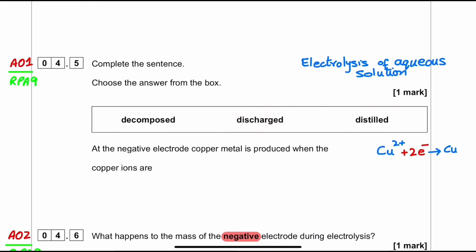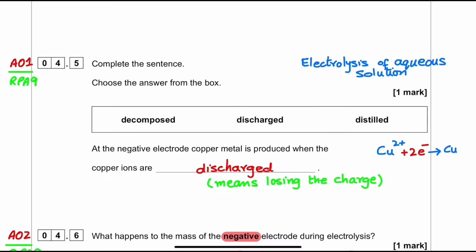If you look here in the equation, we know that copper ions will move towards the negative electrode. As a result, they will take electrons from the negative electrode and become copper atoms. So we can see here the copper ion is discharged. It has a positive charge, but it loses the charge. As a result, it becomes a neutral particle. Therefore, the correct answer is discharged. At the negative electrode, copper metal is produced when the copper ions are discharged, meaning losing the charge.